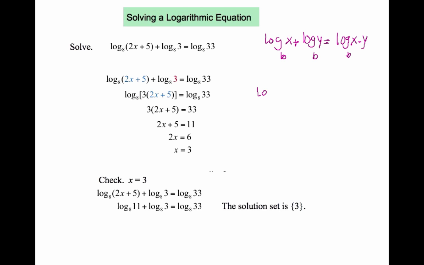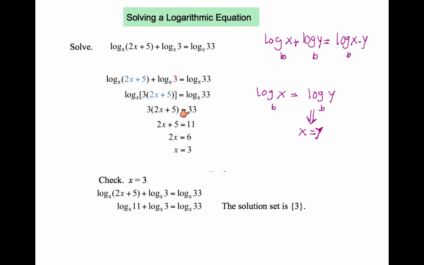Because from here, I can conclude that if log of x is equal to log of y, if the bases are the same, then x must be equal to y. That's exactly what we're doing here. We're saying that if log of something is equal to log of something else, and the bases are the same, then in this case 3 times 2x plus 5 must be equal to 33. So I don't have any log anymore here, so I can solve for x.